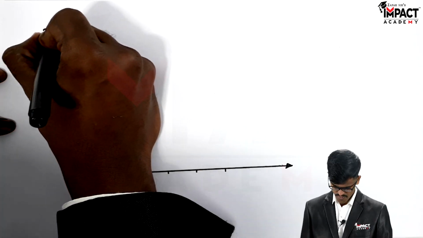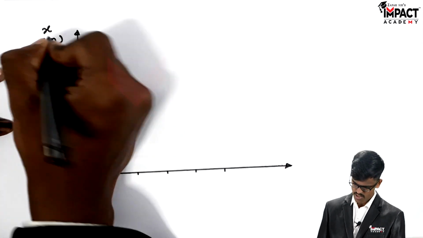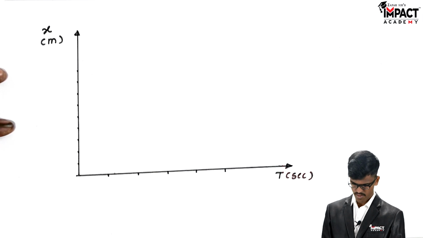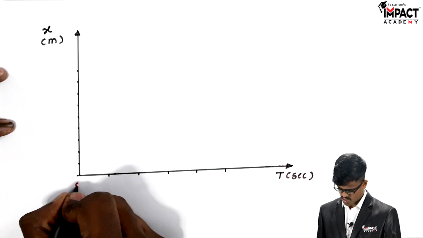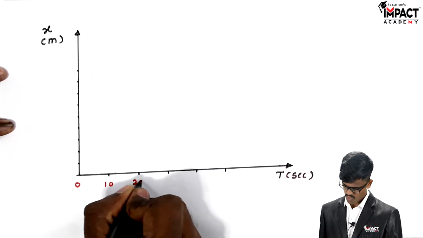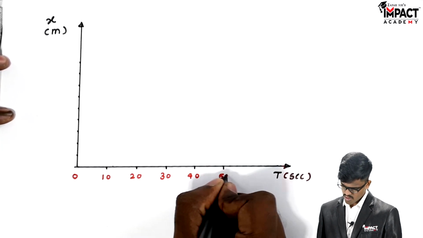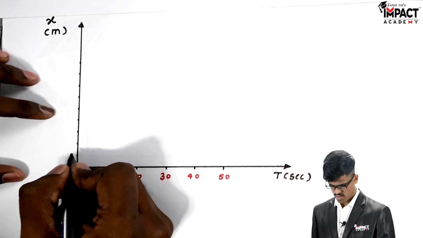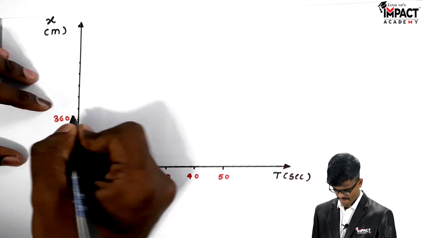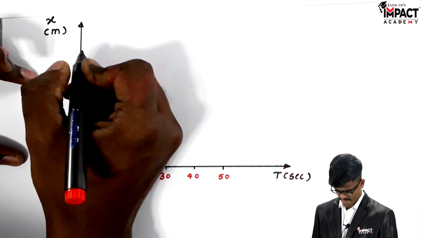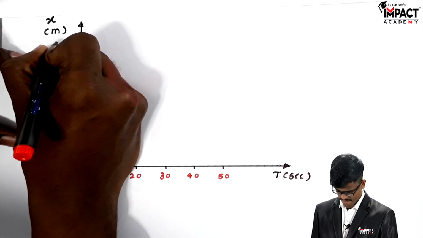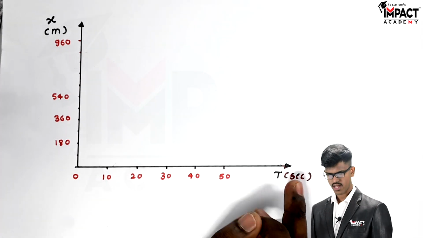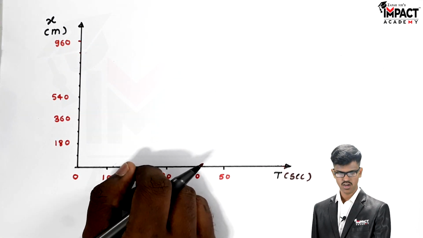So position in meters, time in seconds. Okay, time is 0, 10, 20, 50 and maximum is 960. Okay, so we have to plot a graph for the xt curve.